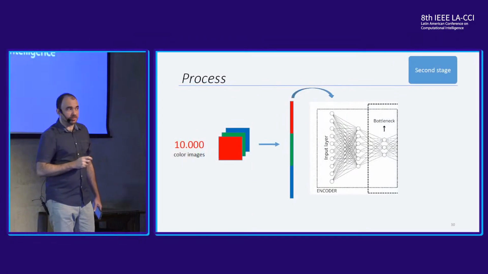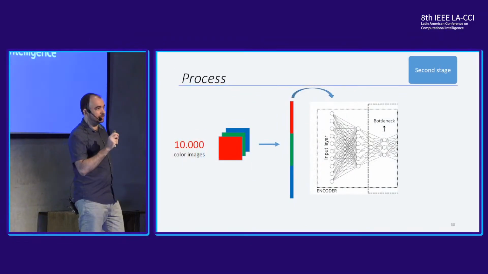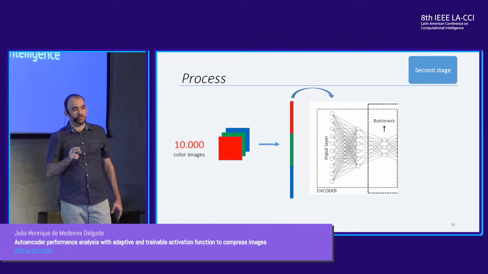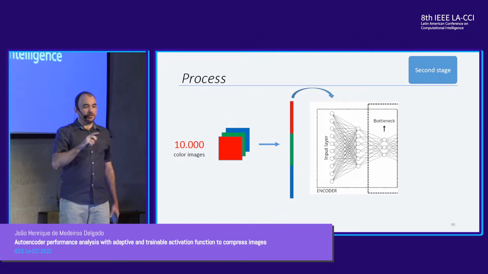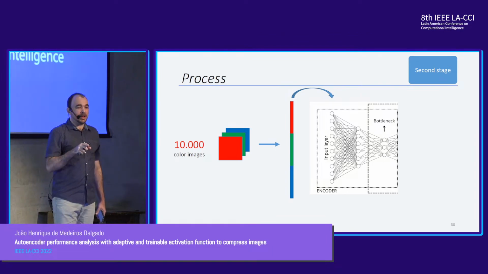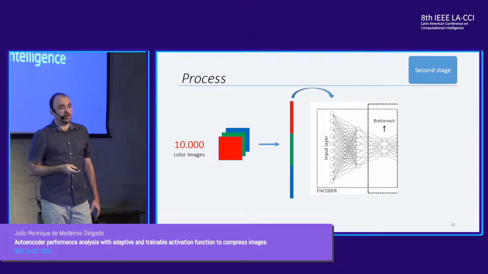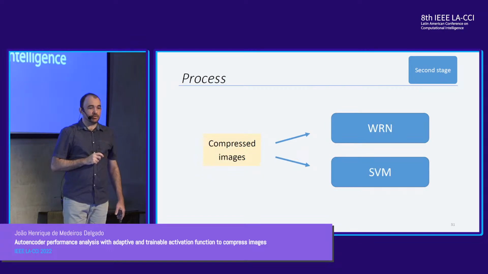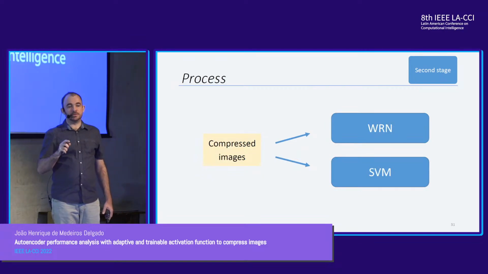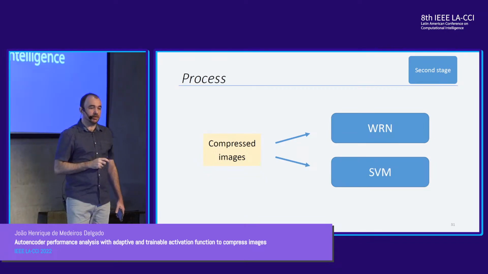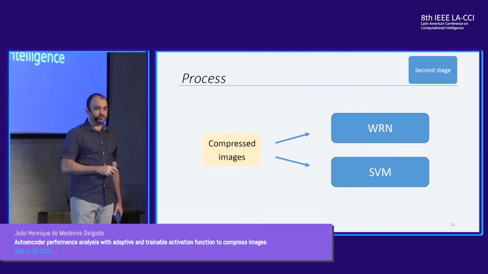Okay, in the second stage, we take the 10,000 color images. We transform them into linear vectors and feed them to the submodel encoder to compress these images for use by the classifier. The compressed images we evaluate in a wide residual network, and with the other classifier, SVM.